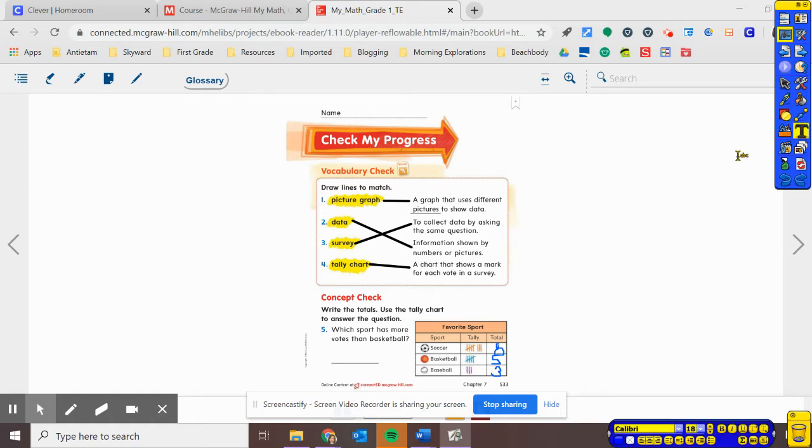Now let's answer this question. It says, which sport has more votes than basketball? So basketball over here, I can see has 5 votes. So which sport has more than 5 votes? Well, soccer has 8 votes, so it must be soccer. So we're going to write soccer on our line. All right, so your paper should look like my paper. When it does, you can turn to the next page.